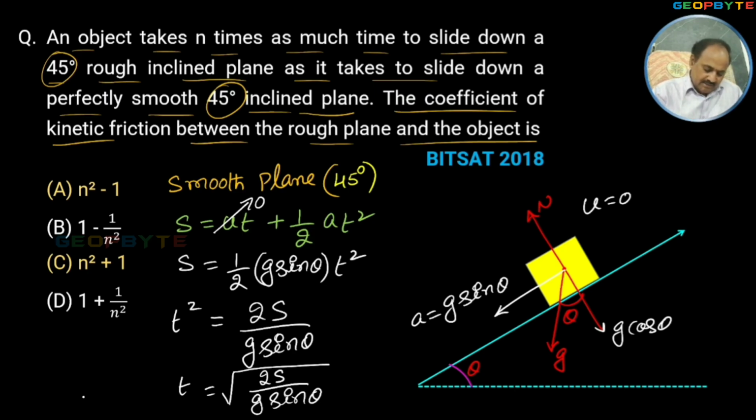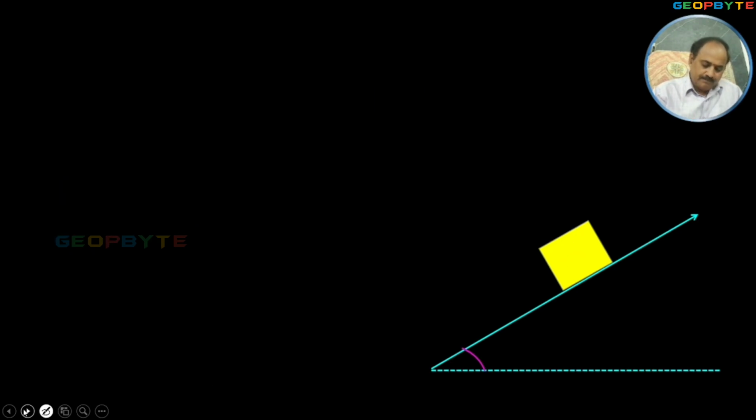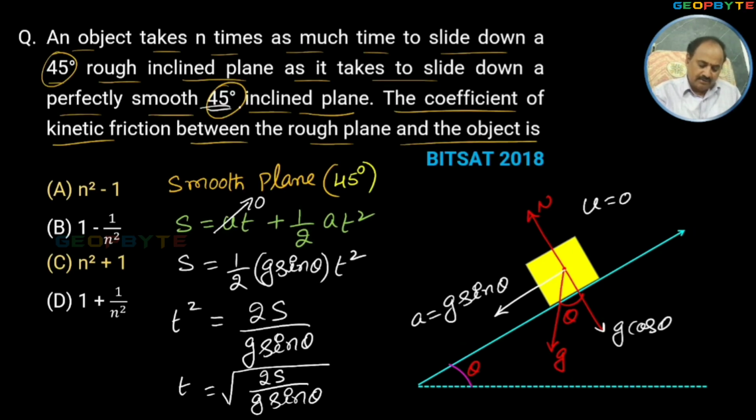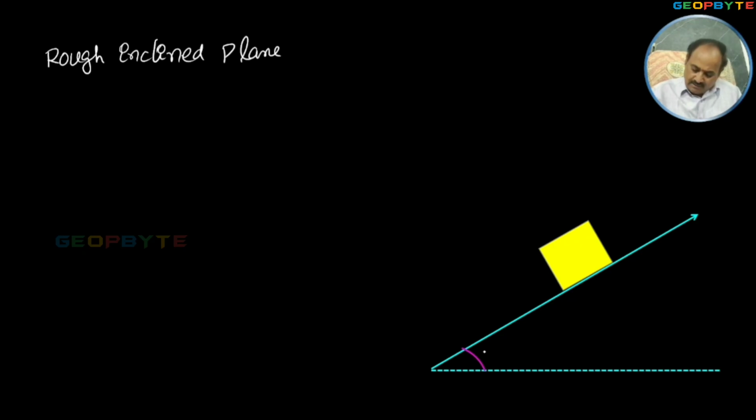Okay. Now let us take the rough inclined plane. This is the rough inclined plane. That rough inclined plane also maintains the same angle. Look at the same angle, 45 degrees. Here theta equal to 45 degrees.